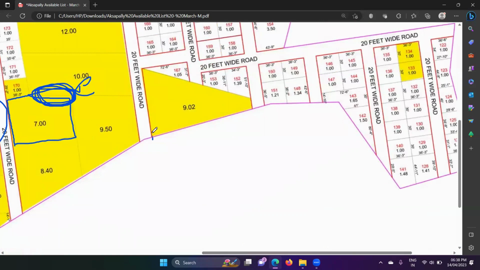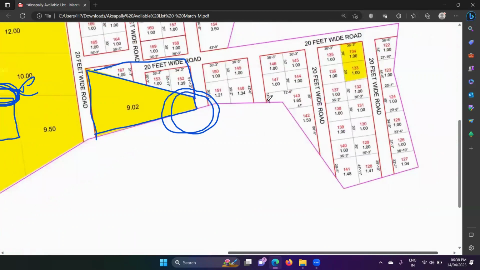Now let us talk about this property, which is almost making a triangle shape. This is not at all good for residential purpose. Not even for commercial purpose, it is not at all good because there is no northeast, there is no east direction, east is extended, southeast is extended, there are no other directions. So you have to avoid this sort of properties, it is not at all good.